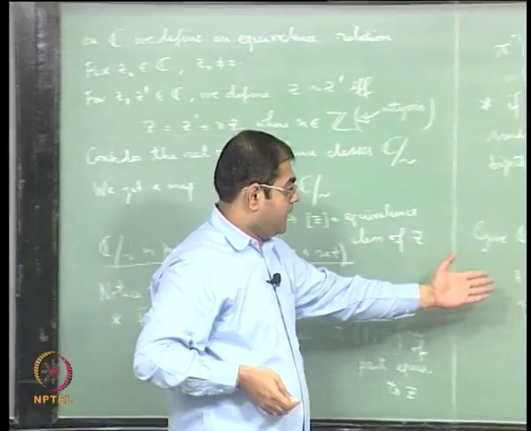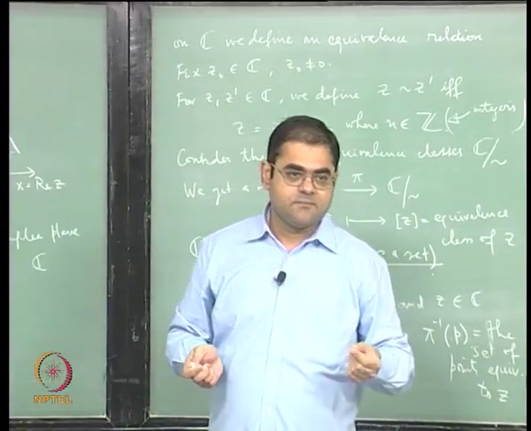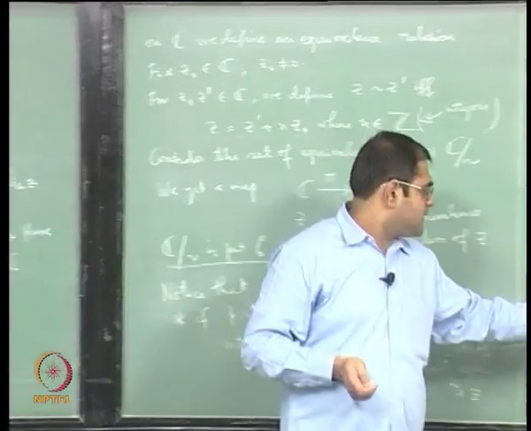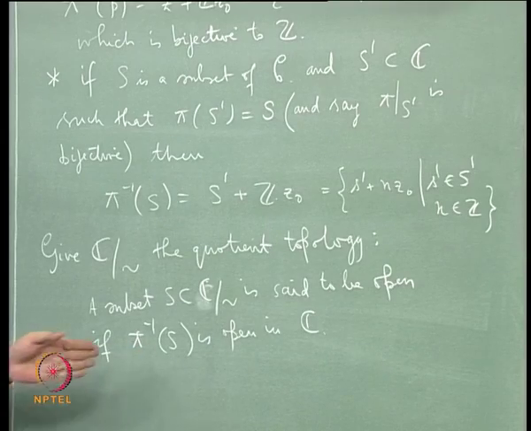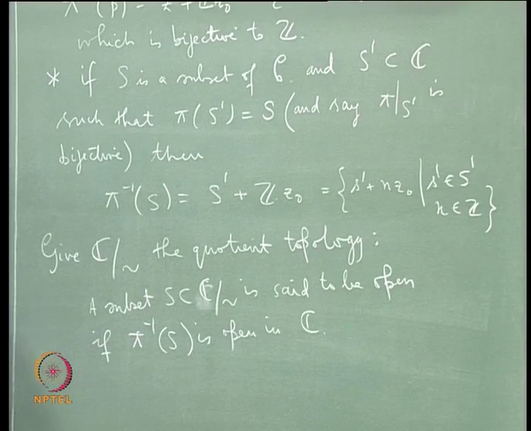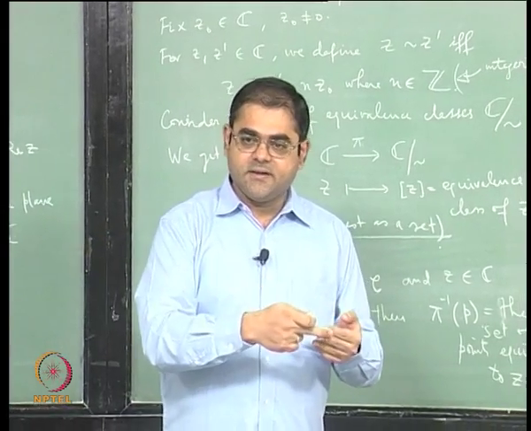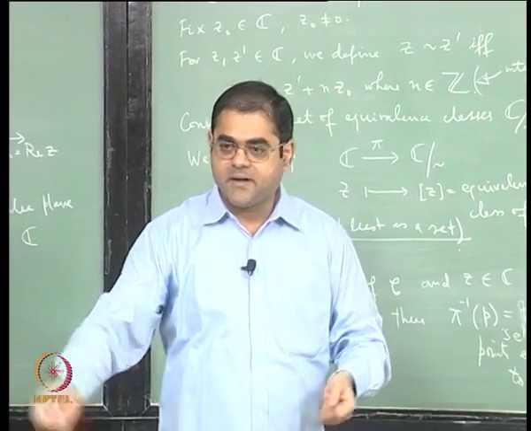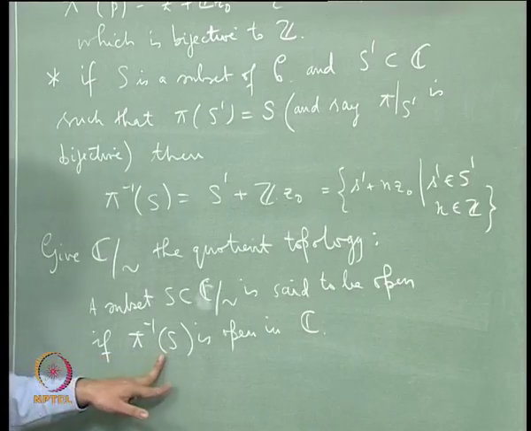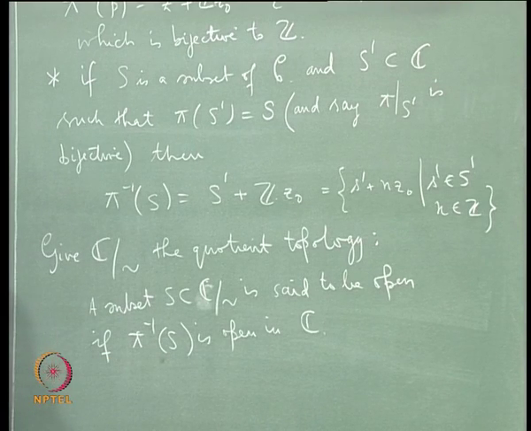Now the advantage of this definition is that it automatically makes pi continuous, because, well, this is actually begging the question. You see, normally if you are given two topological spaces and I give you a map, when do we say that it is continuous? Only when the inverse image of an open set is open, but now I am demanding the inverse image of an open set to be open. So this automatically makes pi continuous, okay.